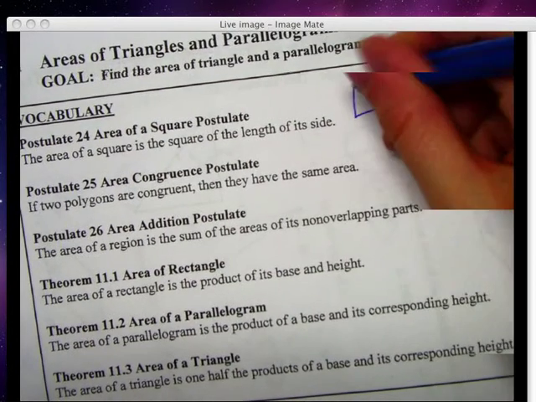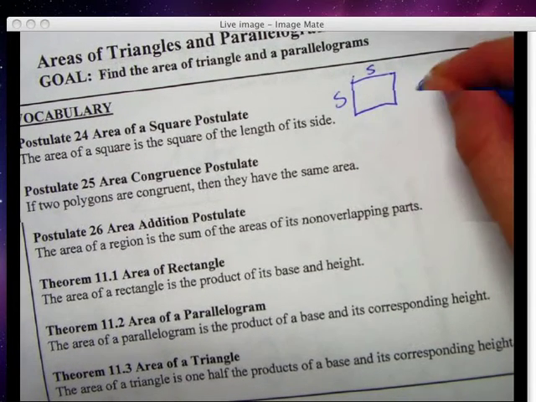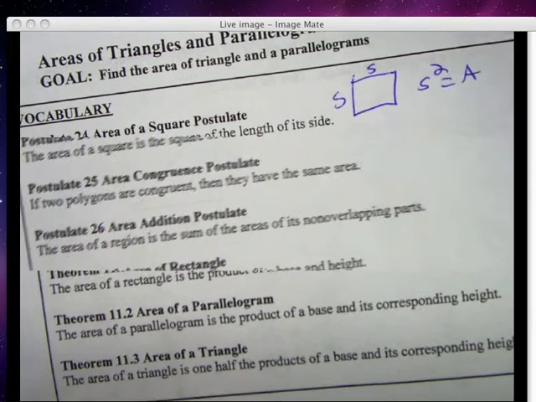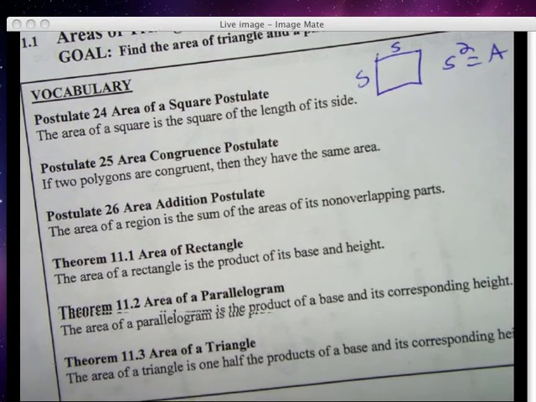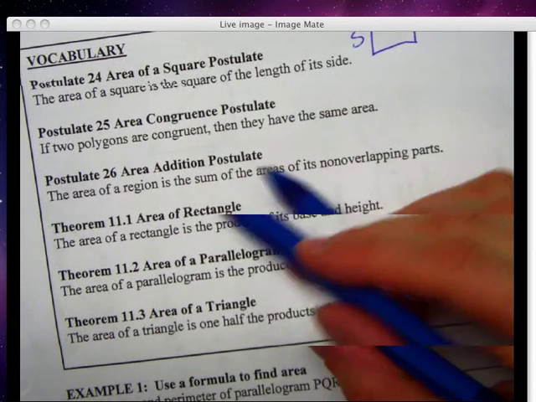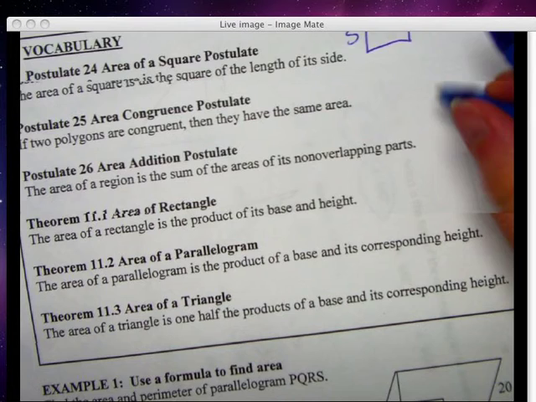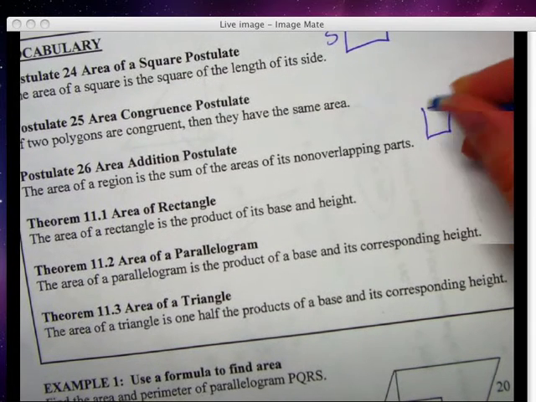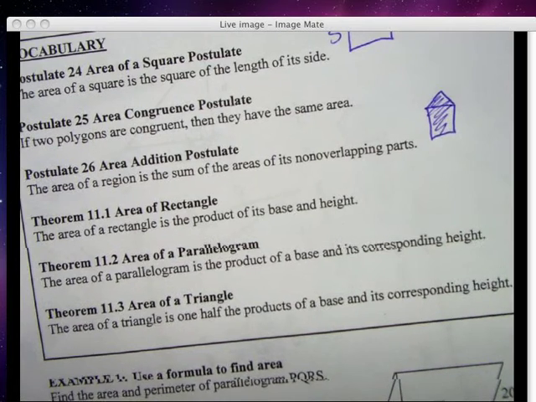I've got a square. It's got sides that are the same, so if you do s squared, that equals the area. If two polygons are congruent, they have the same area. That makes sense. The area of a region is the sum of the area of its non-overlapping parts. So for example, if I have a square with a triangle on top, the whole thing is the area.